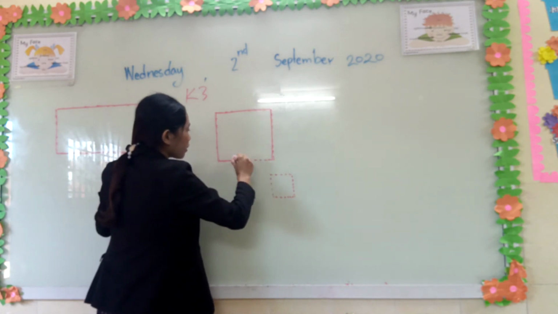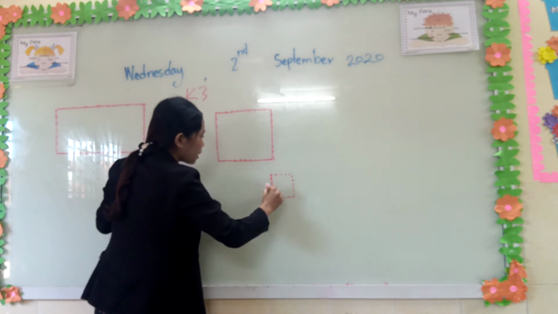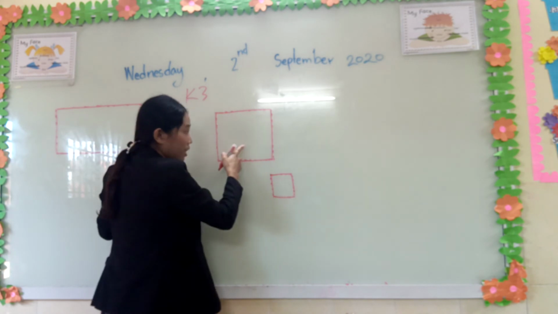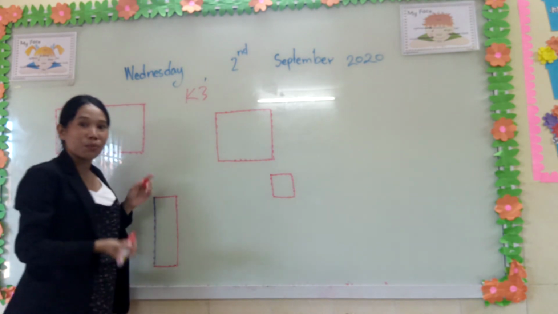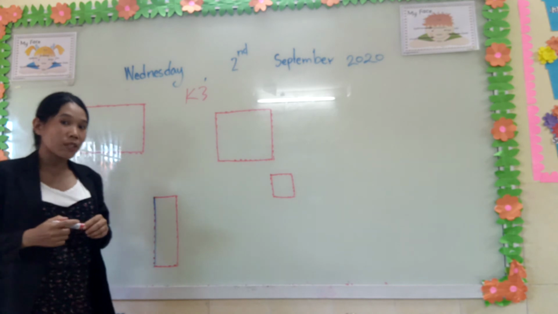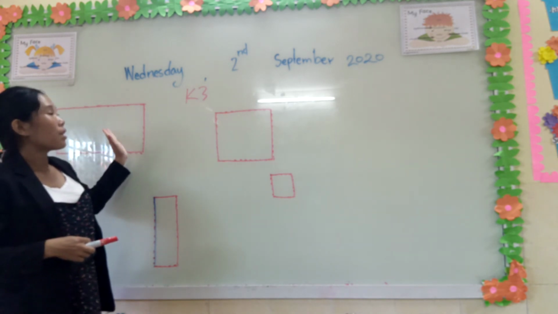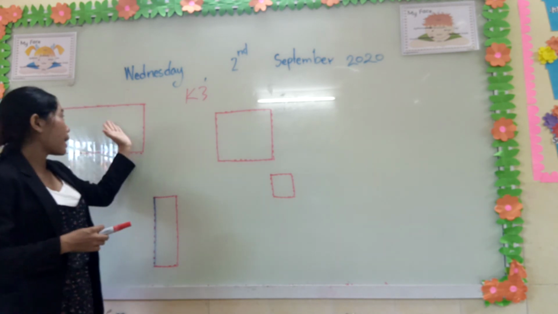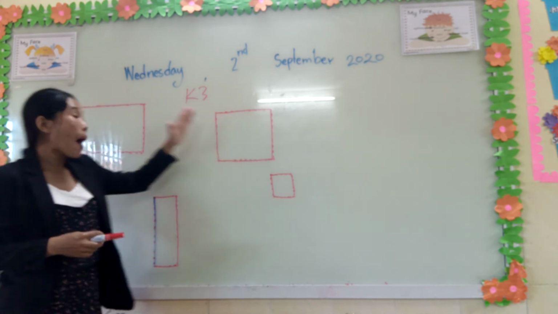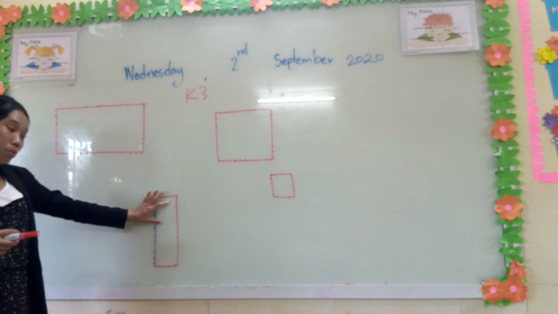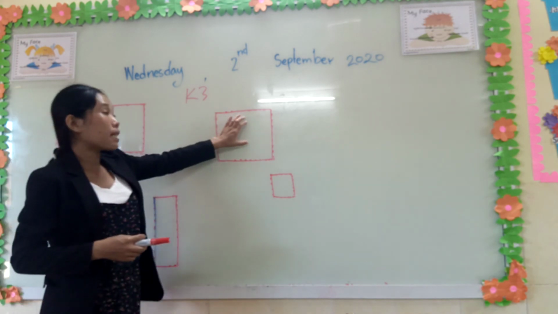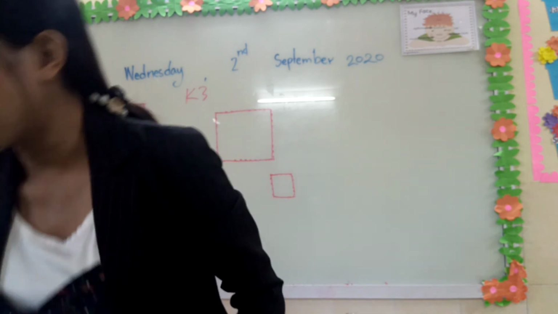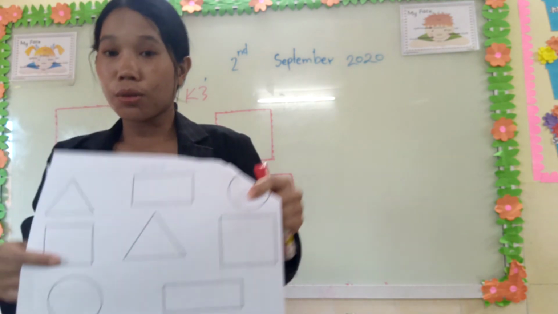Okay, we call sphere, big sphere and small sphere. So our lesson today we review about shapes, rectangle and sphere. Big rectangle, small rectangle. Big sphere, small sphere. Okay, guys, now our worksheet that teacher wants you to do here.